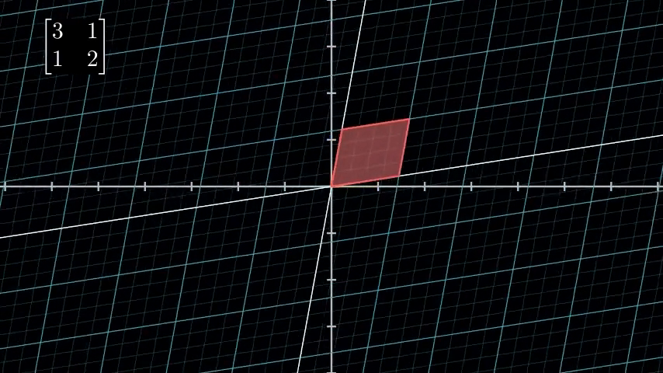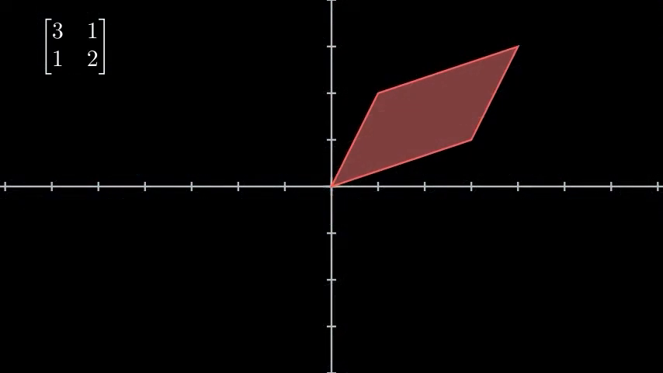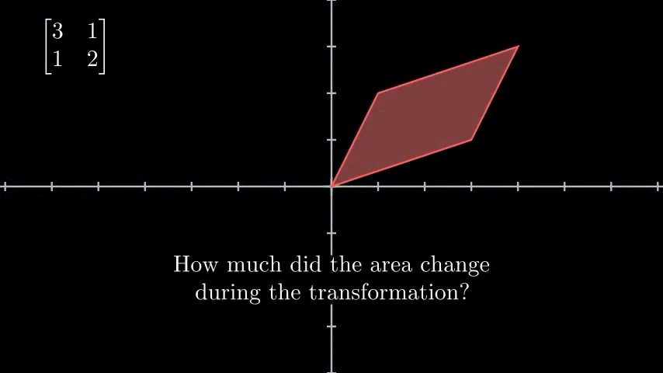As always, let's start by visualizing a transformation. I've drawn a 1 by 1 square, and we're going to apply the transformation defined by the matrix [3, 1; 1, 2]. As we do, the square turns into a larger parallelogram. But how much larger? How much did the area change during the transformation?